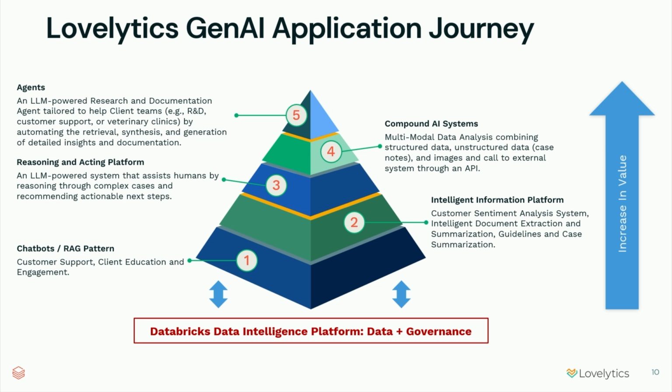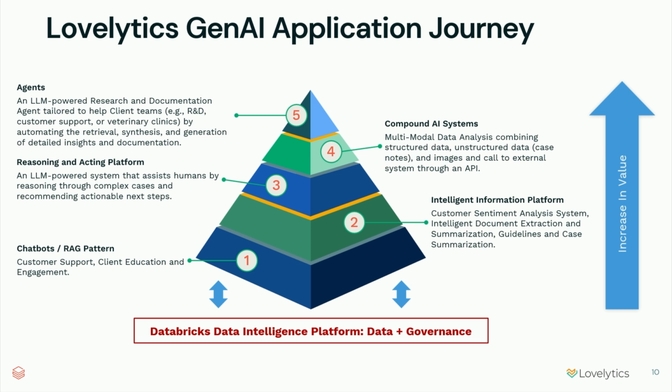This has been the week of agents with everything being announced. We have already been working on agents. We have implemented a couple of iterations of that. And again, this is not a strict pyramid, right? For example, you can use a RAG pattern as part of an agent or as part of a compound AI architecture. But this is just to explain what that Gen AI journey should look like.